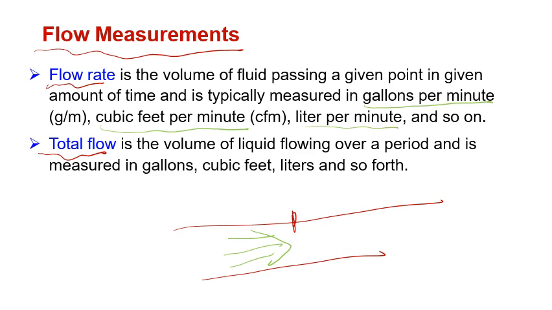So whenever we mention per minute, that means we are talking about the flow rate, but the total flow is the quantity of flow over a period of time, the total quantity of flow. That means if the flow is passing to, for example, a certain tank, we are going to say the quantity of water in the tank is, for example, 1,000 liters or 100 gallons, and so on. So that means the total quantity regardless of the time factor, because it's over a certain period.